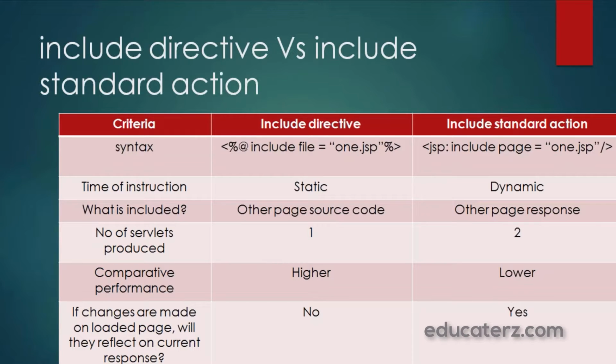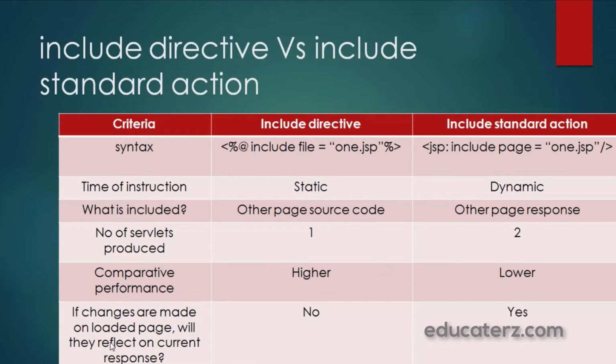Action is a dynamic instruction. Its performance is lower. Each time a request comes, the control is switched from 1.jsp to header.jsp, and the response of header.jsp is added to 1.jsp. So what is included in directive is the other page's source code, but in action the other page's response is included. So the number of servlets produced is 1 and 2 respectively. So performance of static is always higher when compared to action.